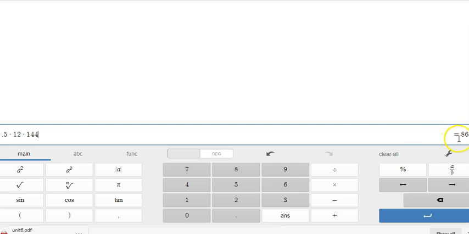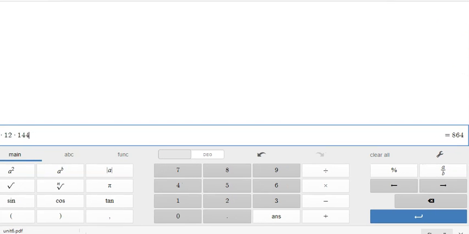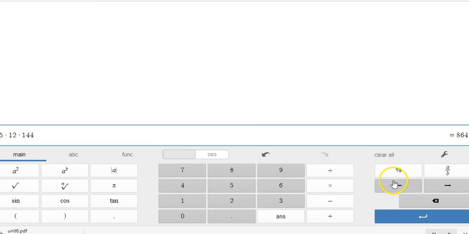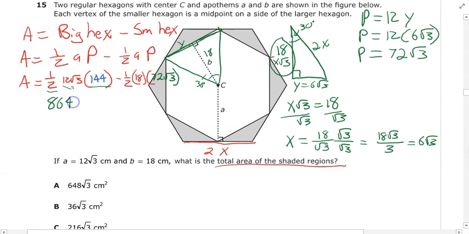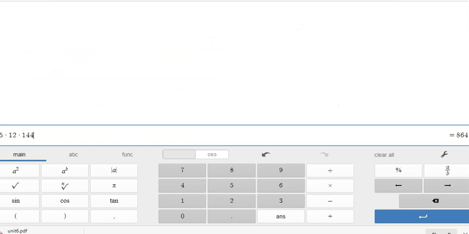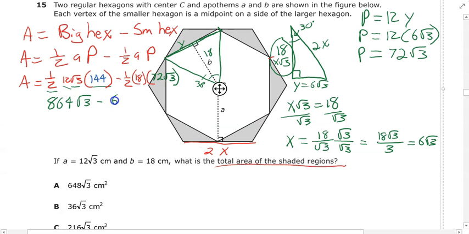And I get 864. Oops, a little bit off the screen there. Looks like I get 864 on there. So I get 864 times square root of 3 minus, same thing, 1/2, 18, and 72. And then I'll leave it as multiplied by root 3. So 1/2, 18, and 72. And I get 648 times square root of 3 for that one. So 648 square root of 3.